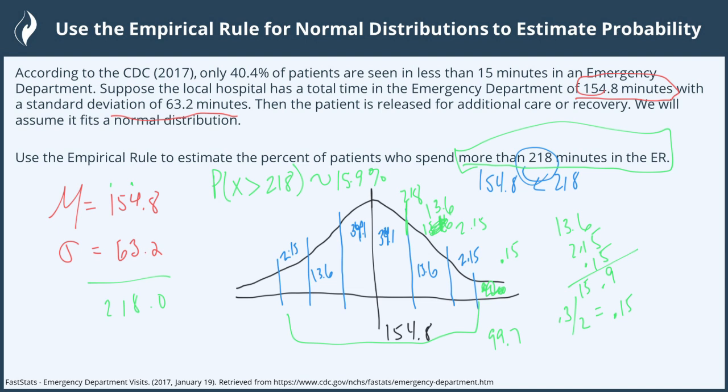So I hope this helps you with getting a probability using the empirical rule.